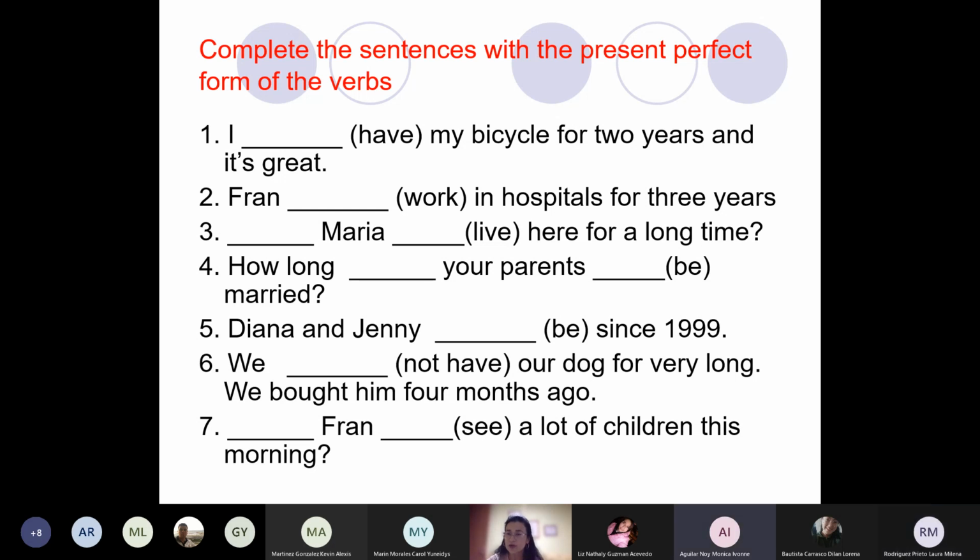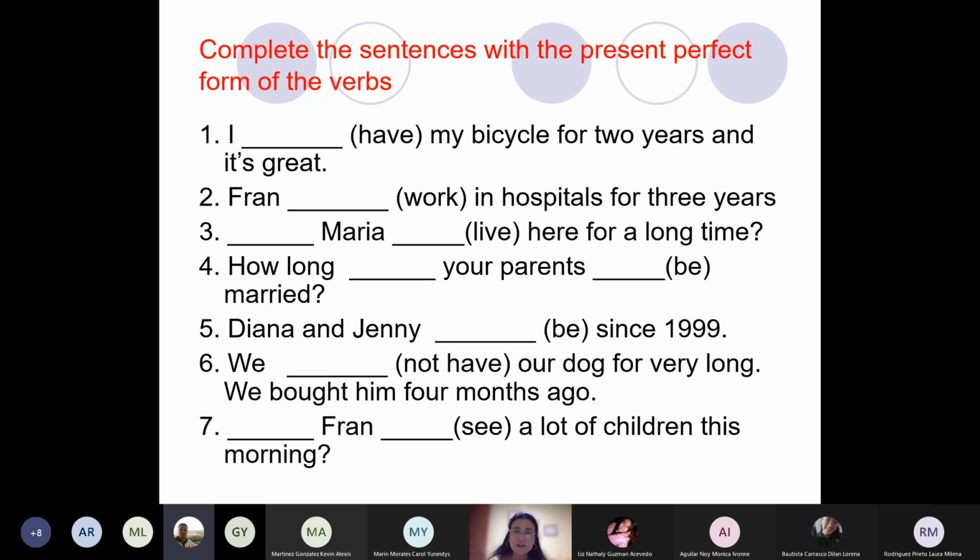Has lived? Has María lived here for a long time? Very good, excellent. Remember the pronunciation of lived, ¿no? Lived. Próximamente vamos a mirar la pronunciación de esos verbos regulares en el pasado que terminan en ed, ¿cómo se pronuncian? Has Maria lived here for a long time? Very good, congratulations. What about number 4?